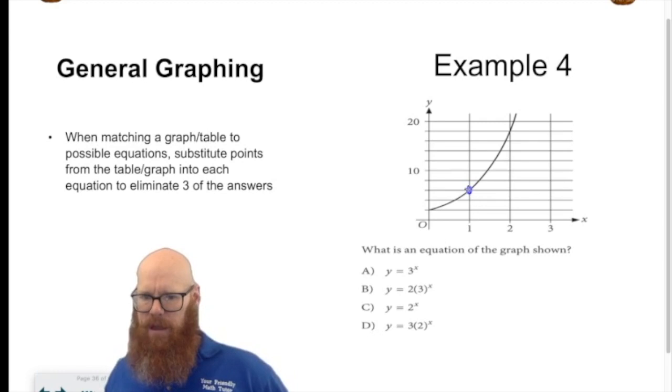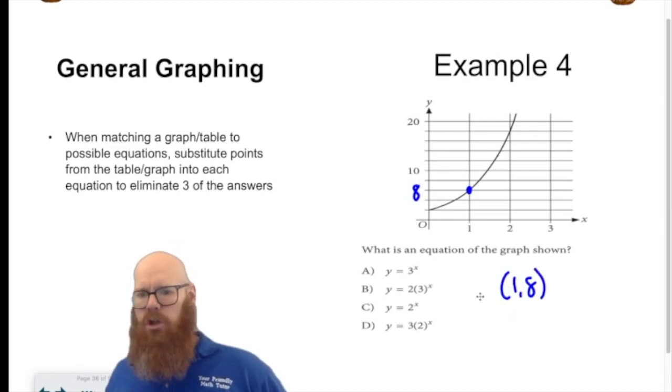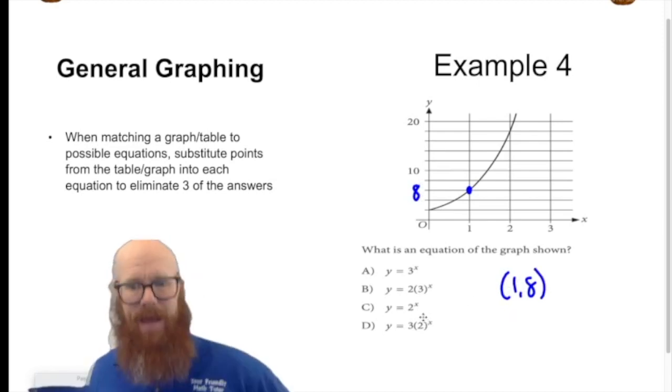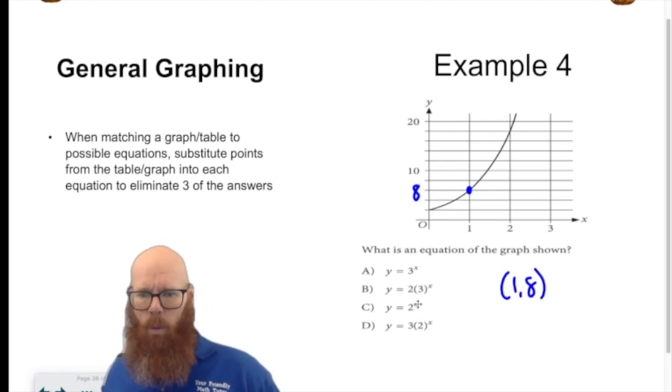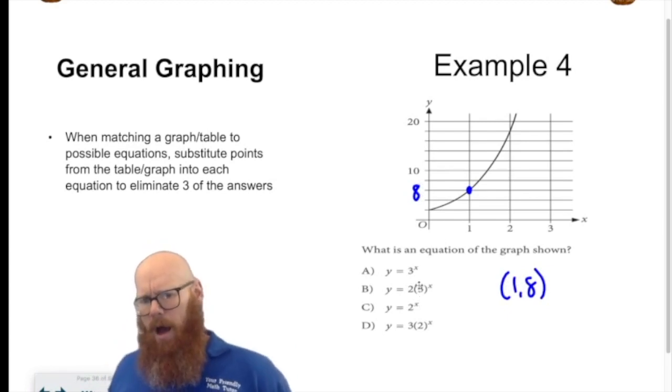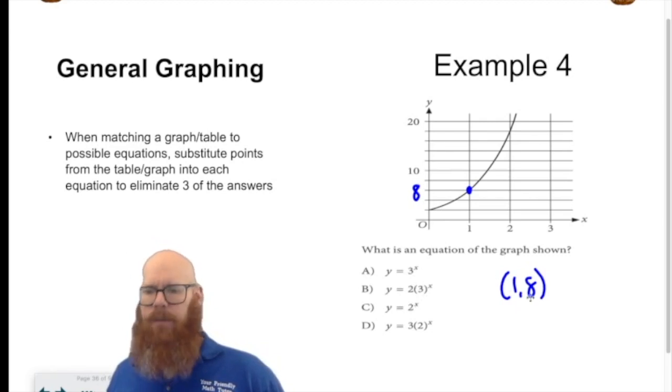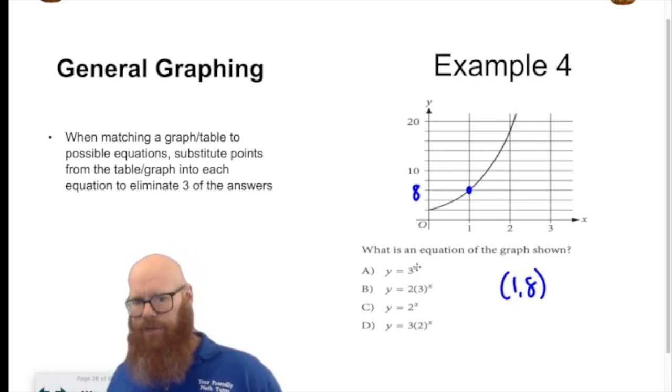So maybe just start here. We know this is scaled by 2's, so this is the point 1, 8. So I'm just going to throw that in. I'm checking my answers, a strategy that we went over in video 1. But I also need to eliminate answers because it's possible that 1, 8 could work for 2 of these. It could work for the wrong answer, and then I'll have to pick another point. But let's see where it goes. So for A, 3 to the first is 3. That's not 8, so that's wrong.